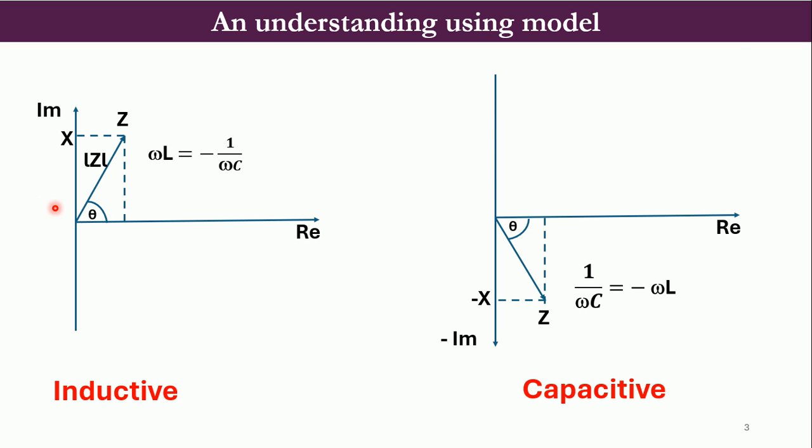Next, for a capacitance, we can also represent it using the inductor like 1 by omega C equal to minus omega L. So in the capacitance case, the axes are the same, but the value of the imaginary part is negative, and all other variables are the same. Omega is also the angular frequency, C is the capacitance, and L is the inductor value. So whether it is a capacitance or an inductor, which one is the real measurement, how we understand that is the most important thing in this video.